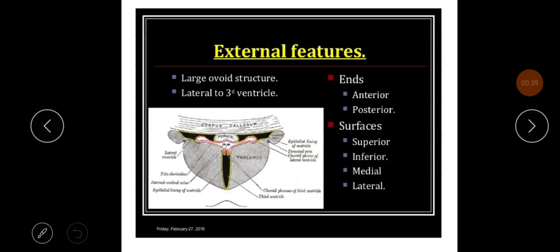If you see the thalamus, so this is the thalamus. It's an ovoid structure and present lateral to the third ventricle. It has an anterior end and a posterior end. So it has superior, inferior, medial, and lateral surfaces.